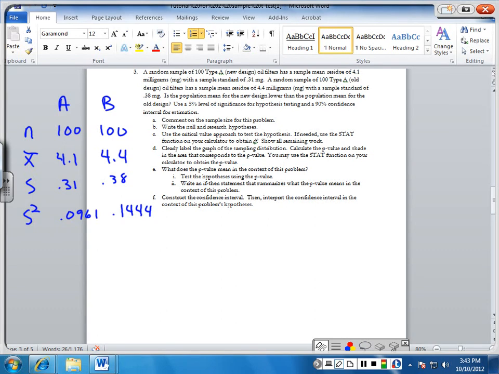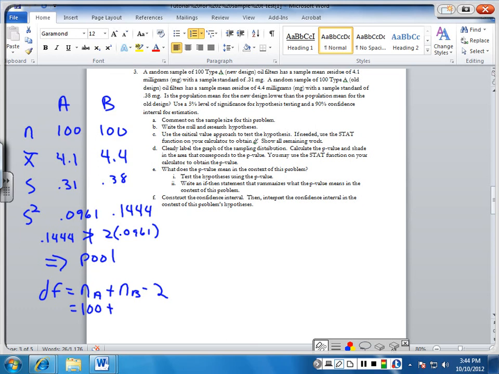Neither of those is twice the other. 0.1444 is not greater than twice 0.0961. Therefore, we can pool. When you pool, the degrees of freedom is equal to NA plus NB minus 2. 100 plus 100 minus 2 is equal to 198.